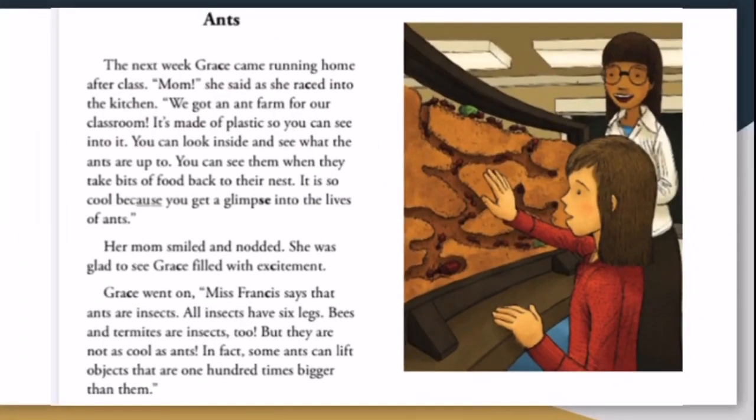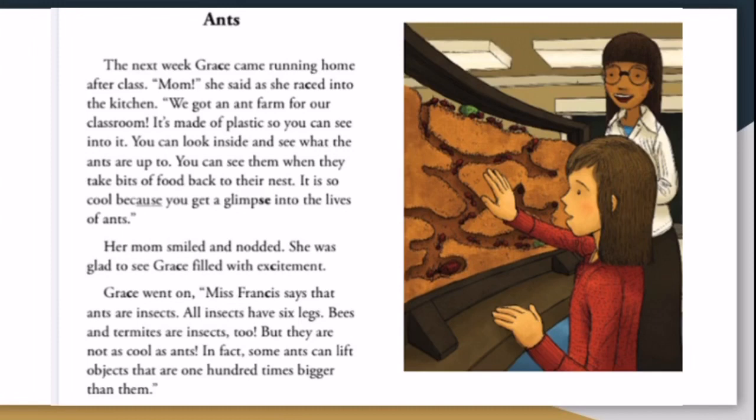Ants. The next week, Grace came running home after class. Mom, she said as she raced in the kitchen, we got an ant farm for our classroom. It's made of plastic so you can see into it. You can look inside and see what the ants are up to. You can see them when they are taking bits of food back to their nest. It is so cool because you get a glimpse into the lives of ants. Her mom smiled and nodded. She was glad to see Grace filled with excitement.